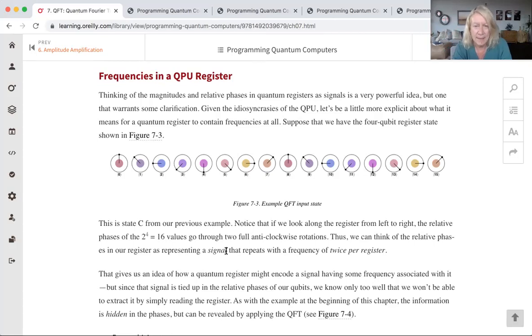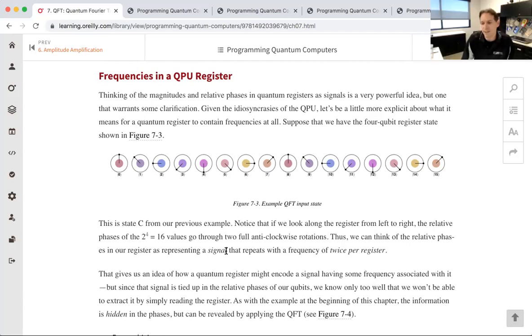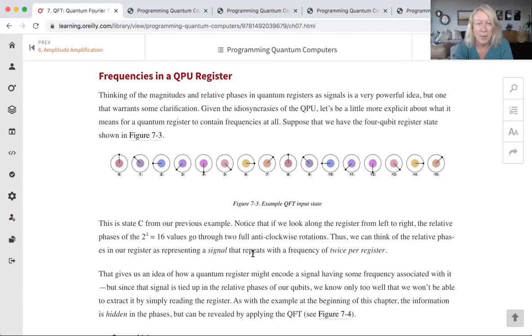So that's state C. It says if we look along the registers from left to right, the relative phases of 2 to the 4th equals 16 values go through 2 full anti-clockwise rotations. We can think of the relative phases on a register representing a signal that repeats twice per register. I don't know about you guys, when that clicked for me, I was like, oh, I get it. Did you guys have that same thing when you could literally see it? Yeah, definitely. So that was super helpful to me.